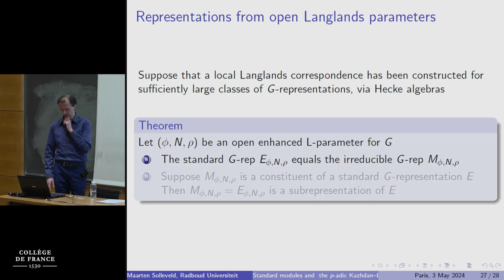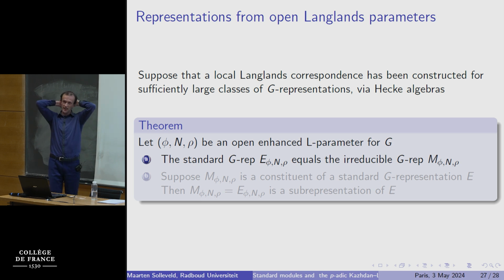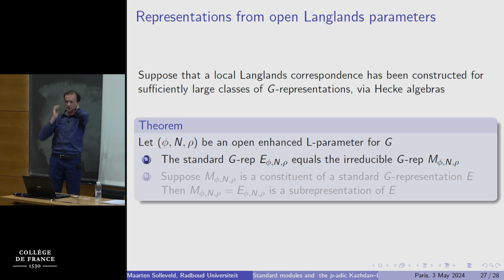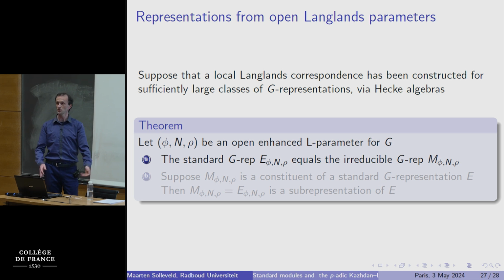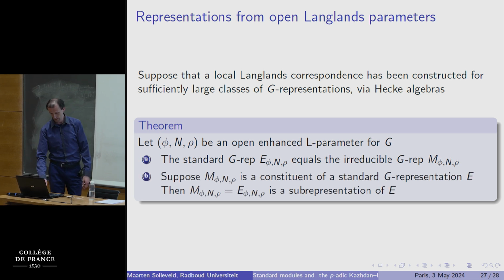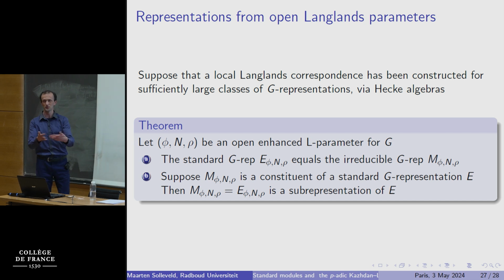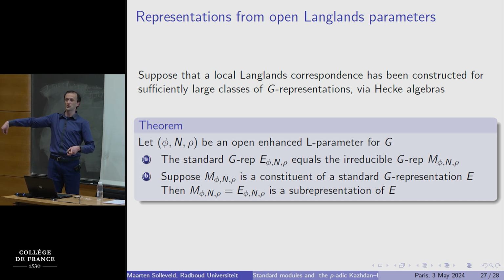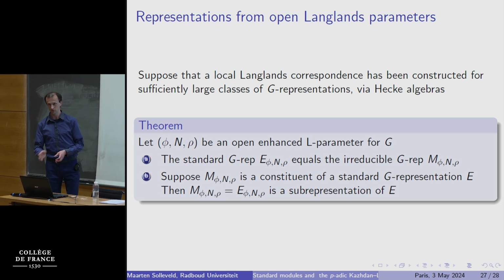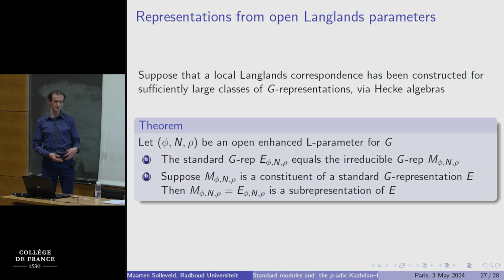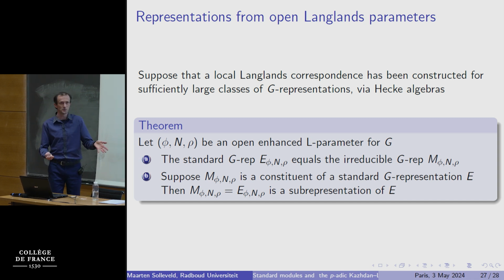So now let me also translate the previous results about Hecke algebras to these p-adic groups. If you have a p-adic group, you assume that there is a local Langlands correspondence with some properties, and you have a standard module coming from an open Langlands parameter, then you can prove that this standard module is an irreducible module, so it equals its own Langlands quotient. Moreover, whenever this standard module from an open Langlands parameter appears as a subquotient of another standard module, it can only appear as a sub-representation, not as a quotient or as a subquotient. Well, you may say, big deal, it's a sub-representation, not a quotient.